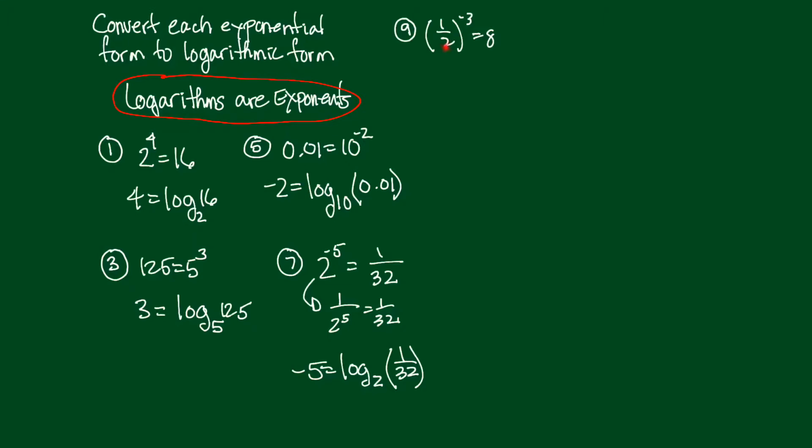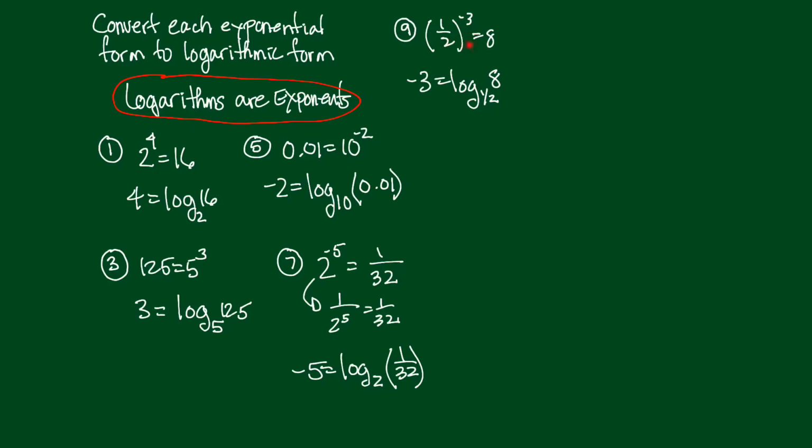Number 9, we've got 1/2 to the negative 3 is 8. Now it's a true statement. Prove it in just a minute. But let's just convert it. Exponential form to logarithmic form. So logarithms are exponents. The exponent here is negative 3, so I'll write that. Negative 3 is the exponent. I'll spell it L-O-G. The base is 1/2. I'll put that in carefully. 1/2 of 8. So we've made the conversion.